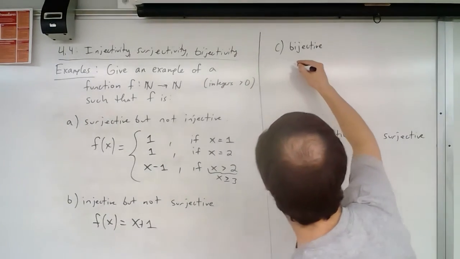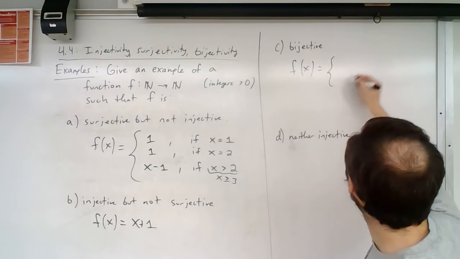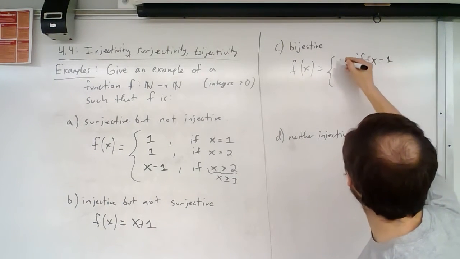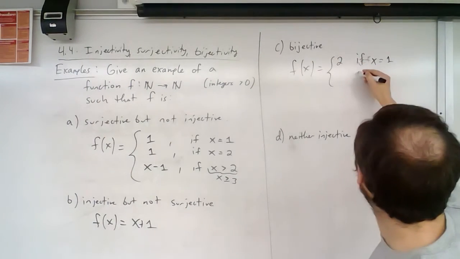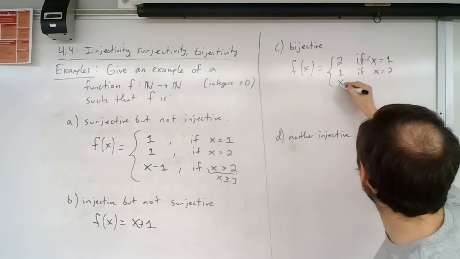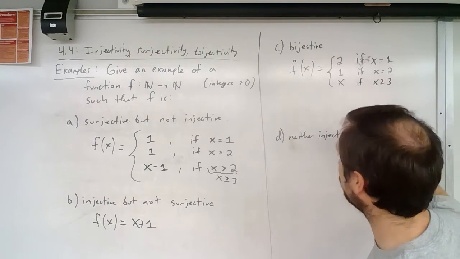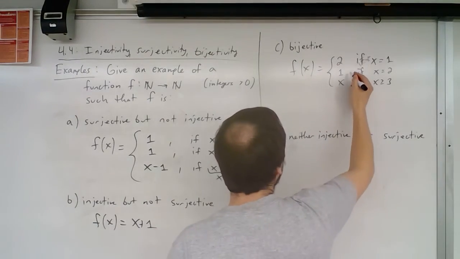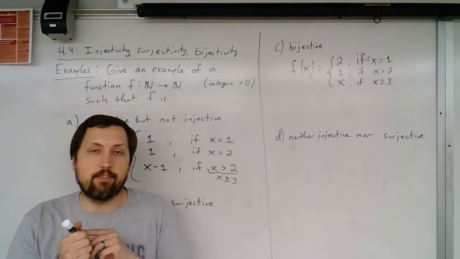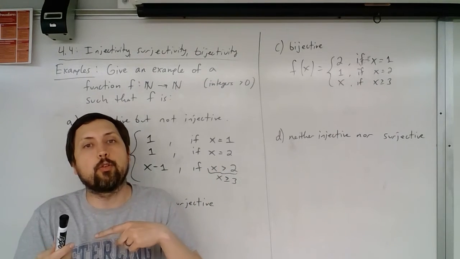So I could create a piecewise function where I'm going to map, if x is equal to 1, I'm going to map this to 2. And then if x is equal to 2, I'm going to map this to 1, and then I'll be x if x is larger than or equal to 3. So this is a great piecewise function. It's not the identity function. It's not just f of x equals x everywhere. I just do a slight switcheroo of 2 of the elements.